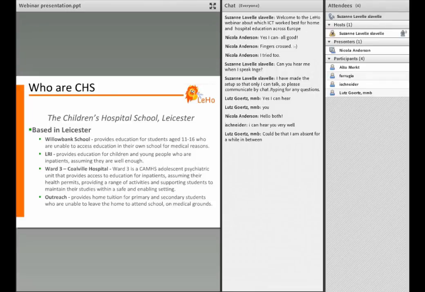So once they have been medically referred to us, the outreach team provides some cover education for these children as well. So that's what the Children's Hospital School does, and we are then part of the group of European hospital schools and organisations involved in the LEHO project.